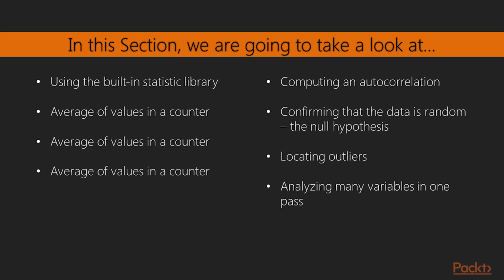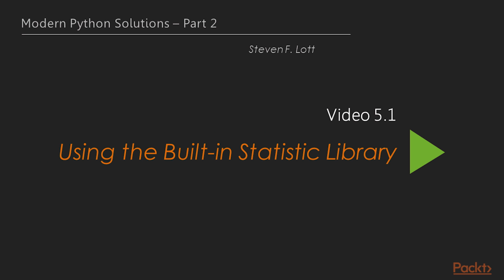counter. We will then compute the coefficient of a correlation, regression parameters, and an autocorrelation. We will also have a look at confirming that the data is random, that is, the null hypothesis, locating outliers, and analyzing many variables in one pass. Let's move on to the first video of this section, where we'll be using the built-in statistics library.